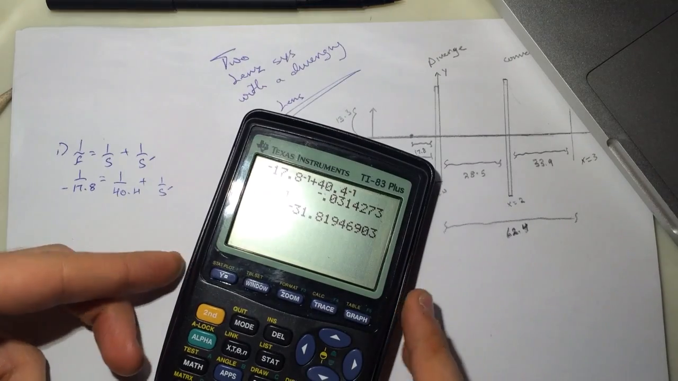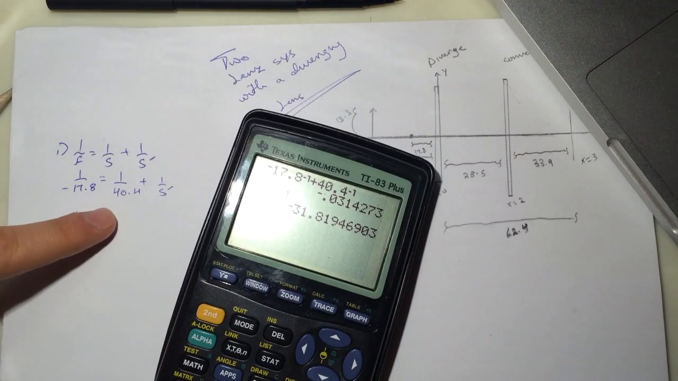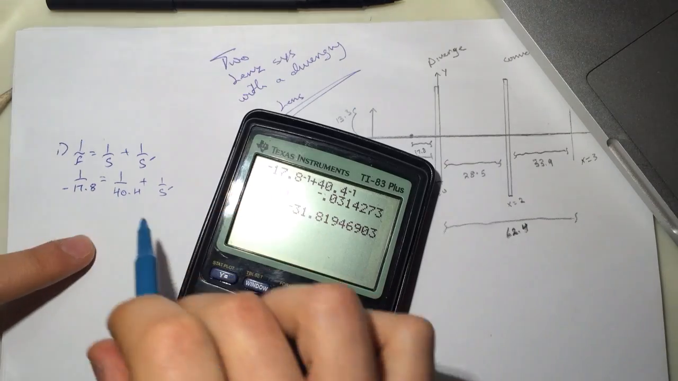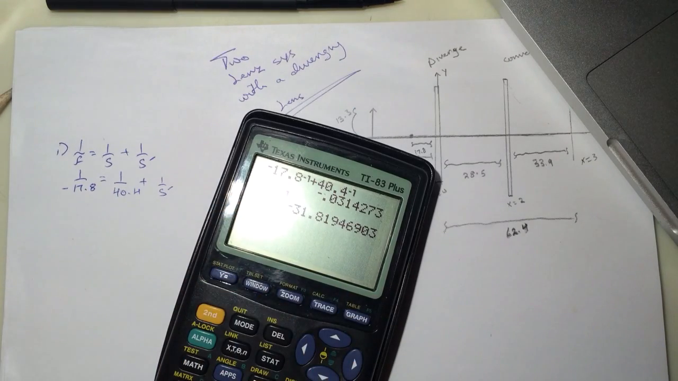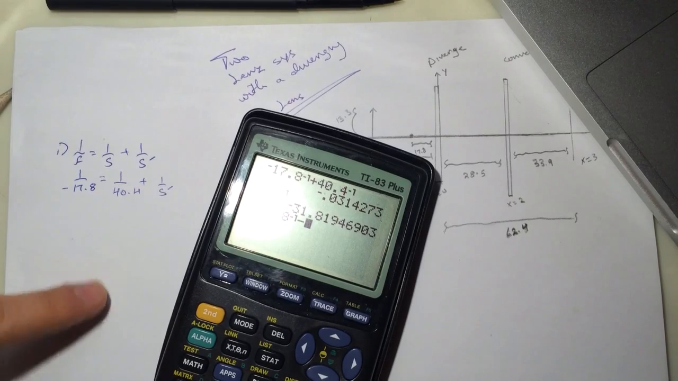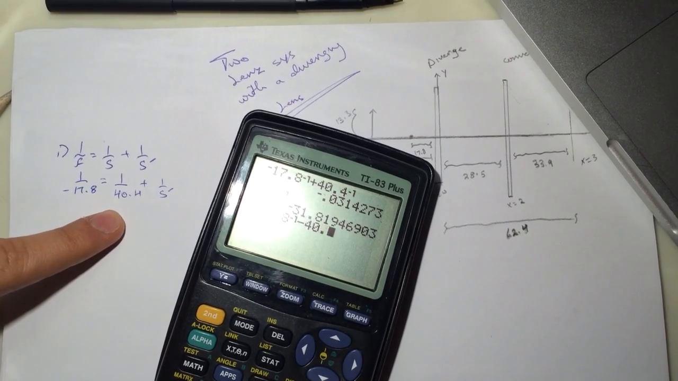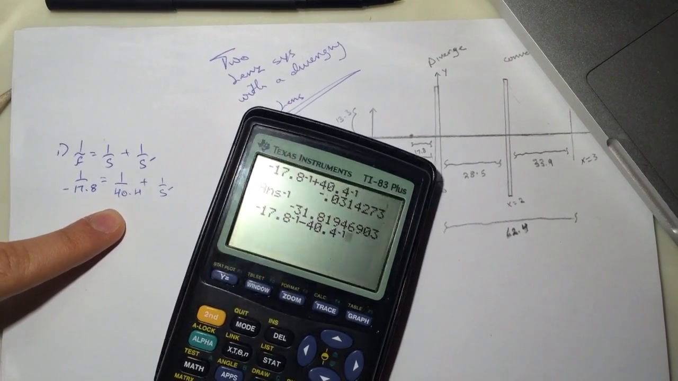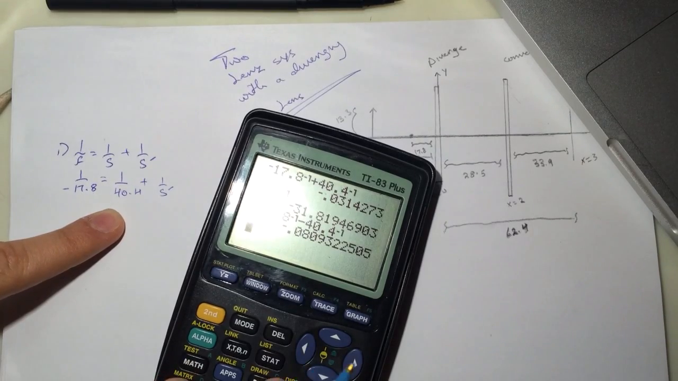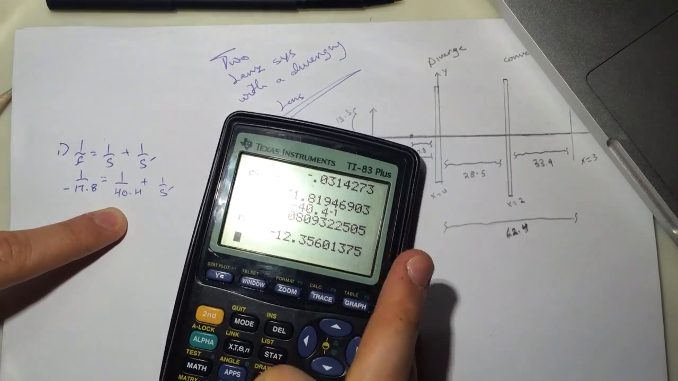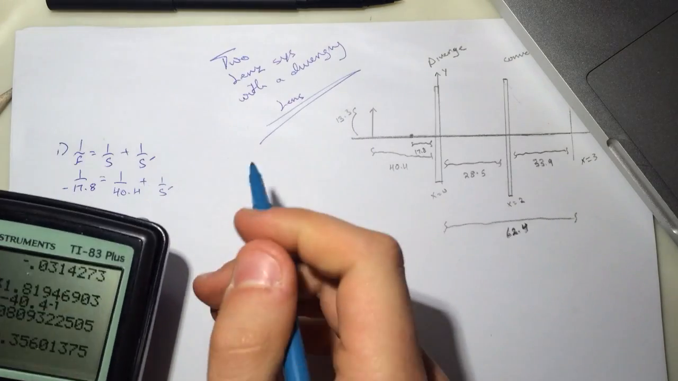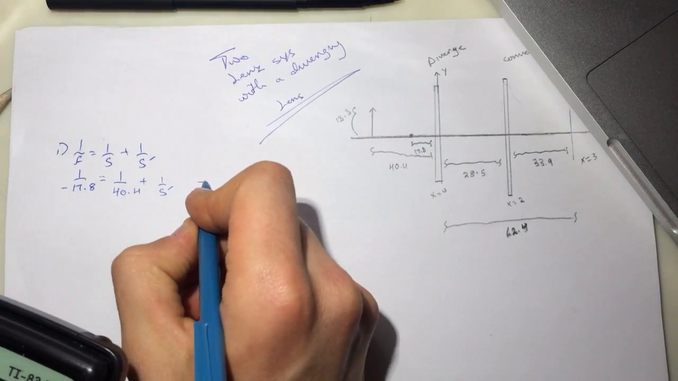Oh, I did something wrong here. When you take this one to the other side, they should add. I'm stupid. So minus 1 over 17.8, plus, I'm doing it again. So minus 1 over 40.4 to this, and you'll get negative 12.35.